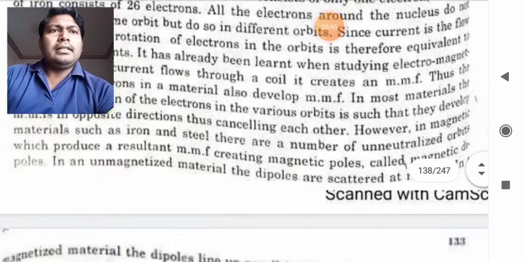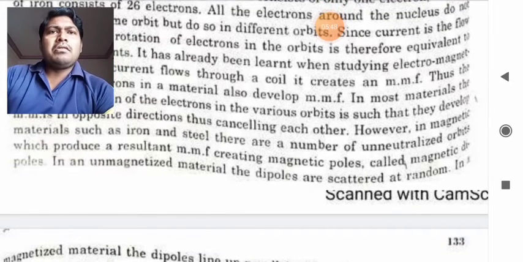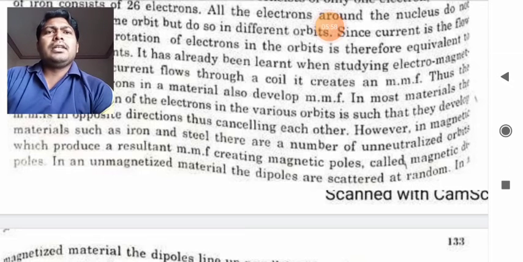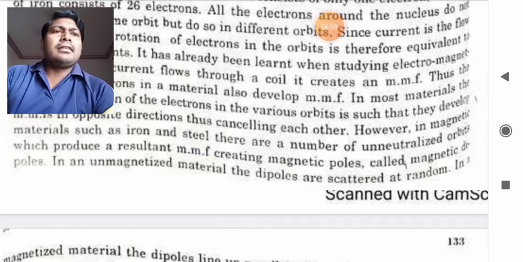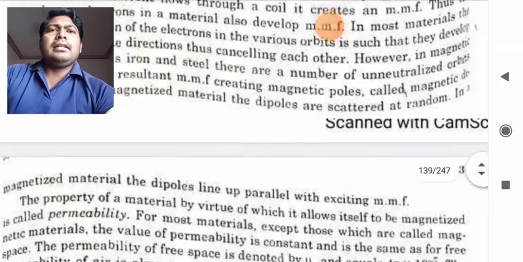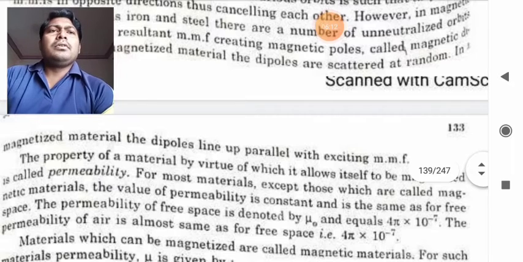However, in magnetic materials such as iron and steel, there are a number of unneutralized orbits which produce a resultant MMF, creating magnetic poles called magnetic dipoles. In an unmagnetized material, the dipoles are scattered at random. In a magnetized material, the dipoles are lined up with the exciting MMF.